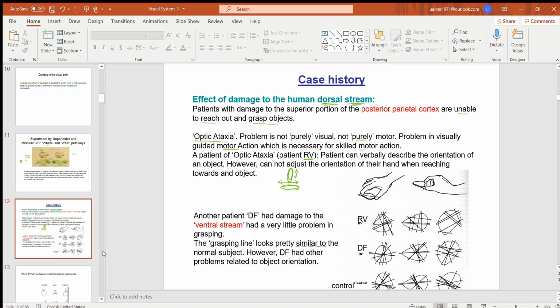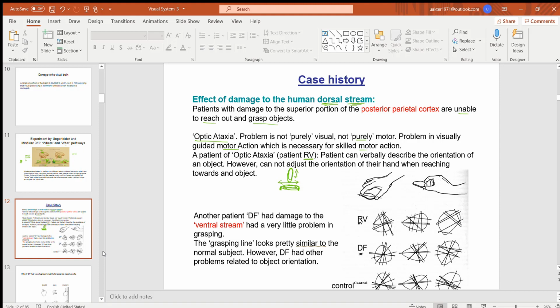If you ask the subject that every time you will move the object, put it in different directions, and every time the subject has to hold it this way, like one finger here, another finger here, now the subject cannot do it correctly. So that is the visually guided reaching and grasping deficit, movement deficit. Makes sense?